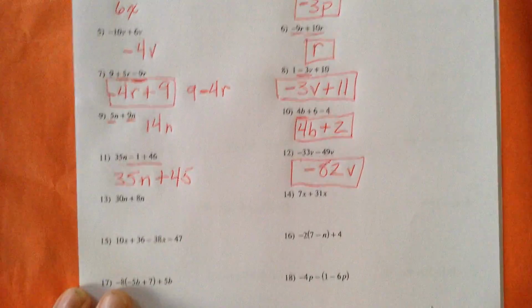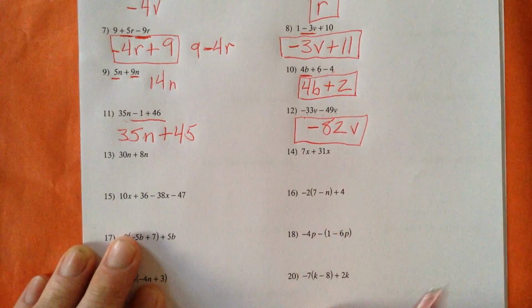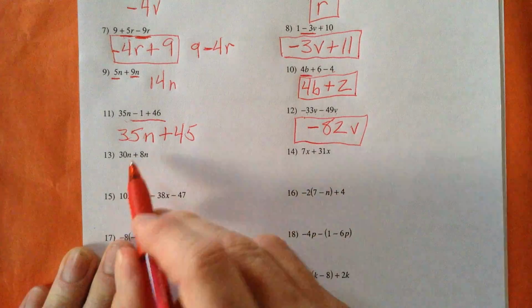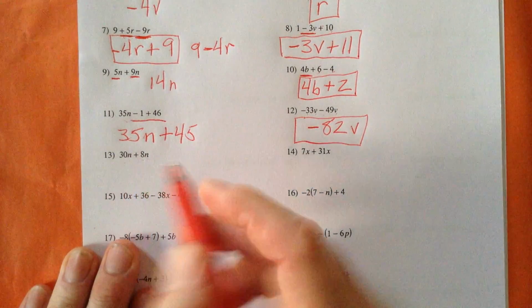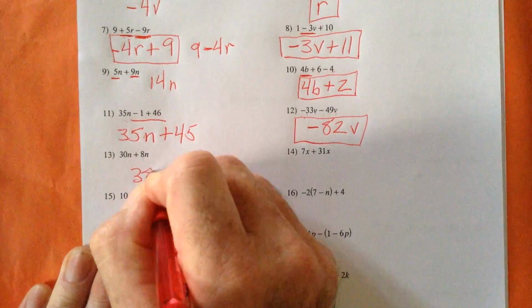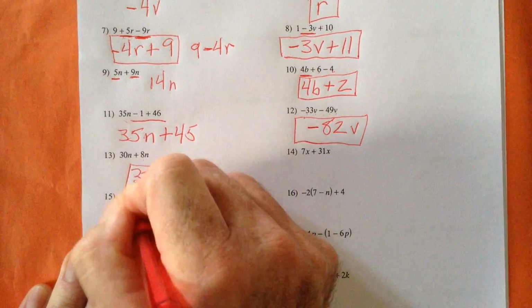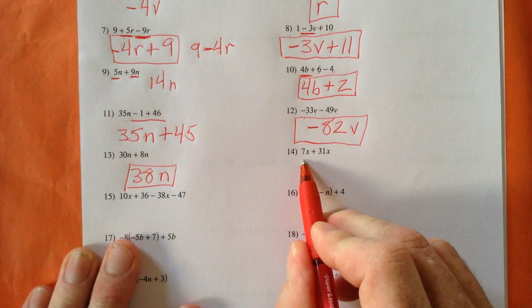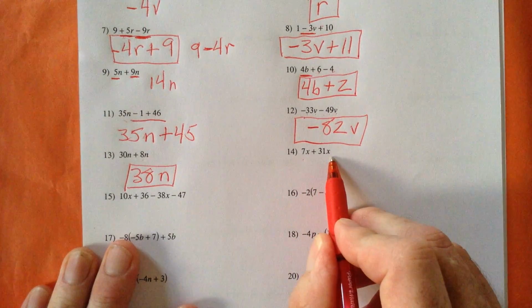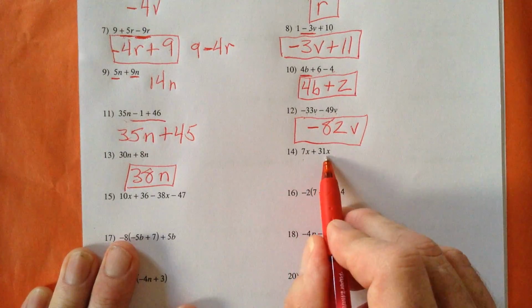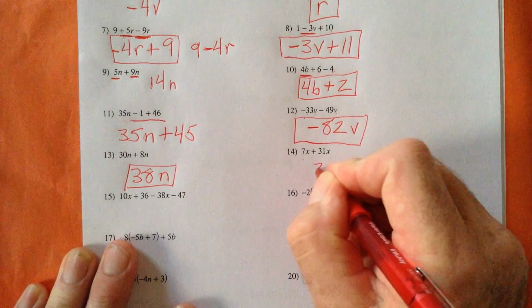And then the last three here, before I stop the video and do a separate one starting with 16. You got 30n plus 8n, that'll be 38n. That would be the answer. And then here I got 7x plus 31x. So if I have 7x and I add 31 more x's, I end up with 38x.